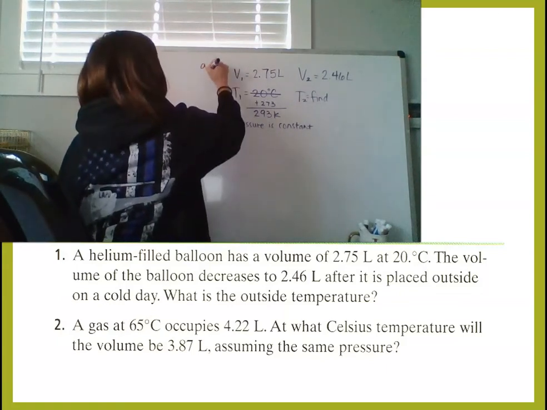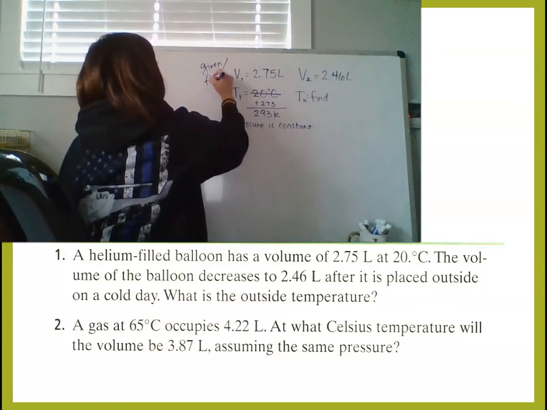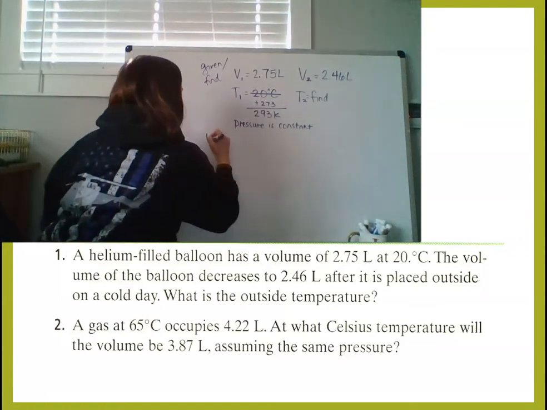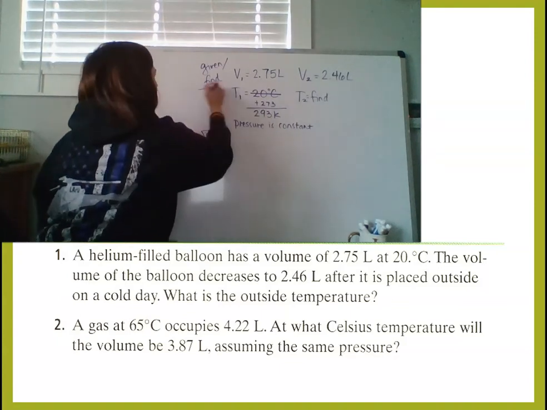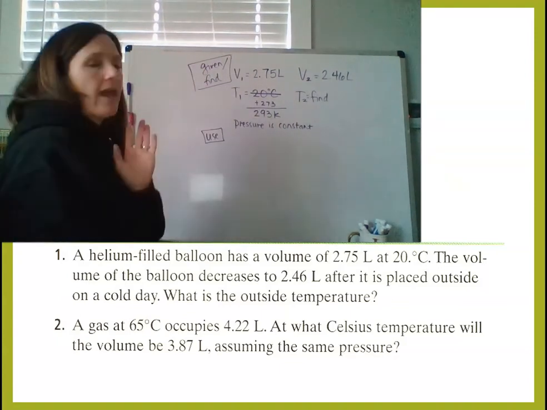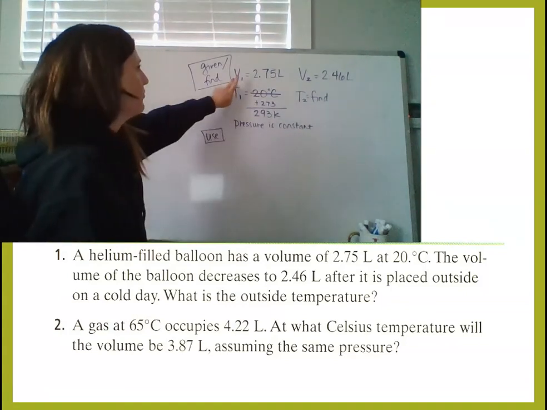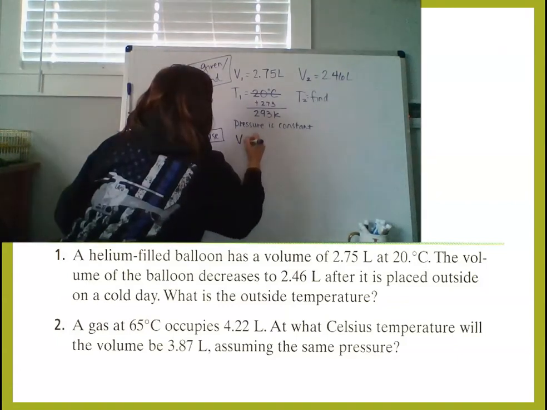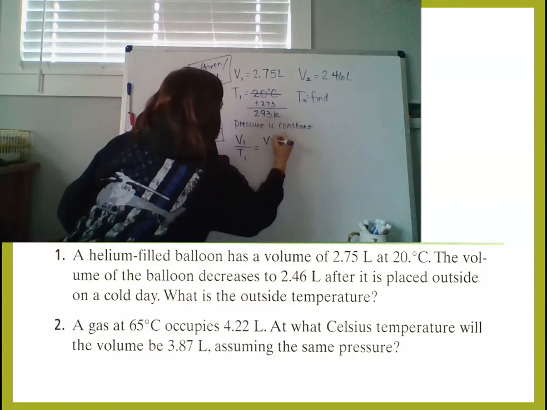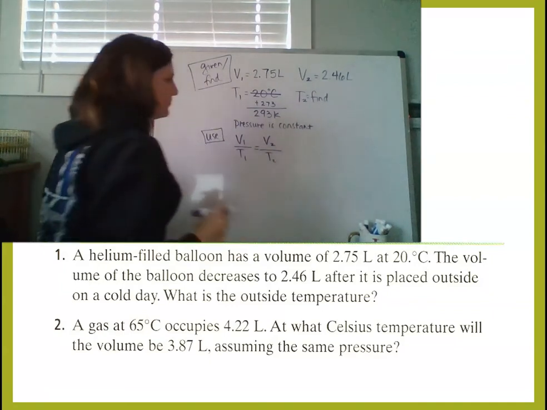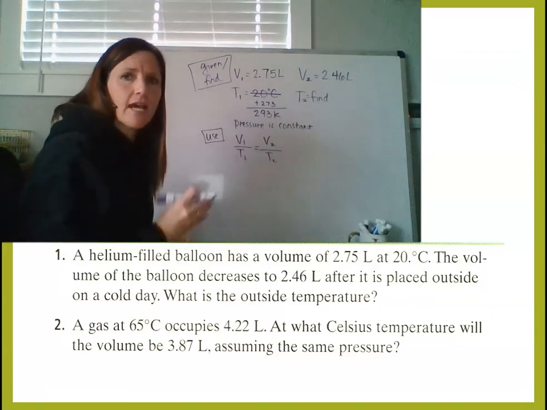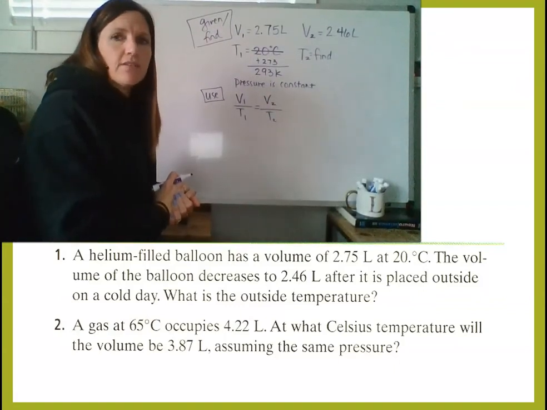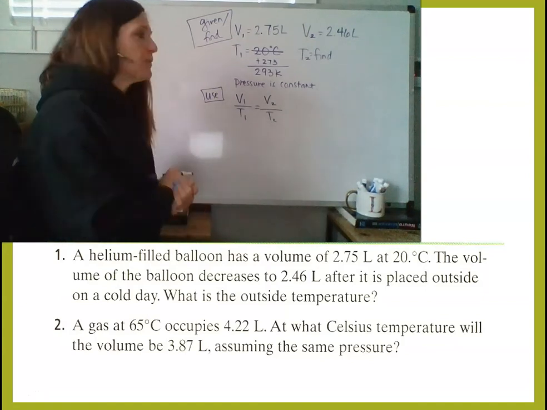So remember, this is my given and my find of the problem. That's my given and my find. So for my use, I'm going to need to choose an equation that has both volume and temperature in it. So of course we're going to use Charles' law, which is V1 over T1 equals V2 over T2. These laws will be provided on the test. You'll just need to know which one you need to use. So that's given, find, use. Now we just plug in.